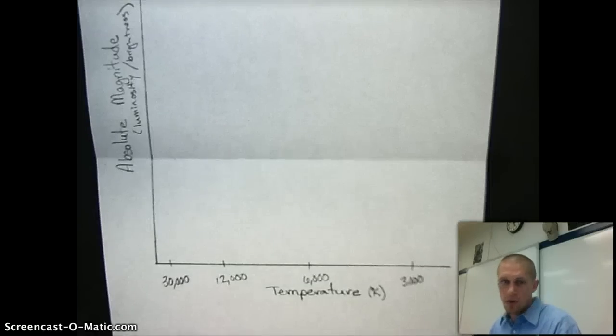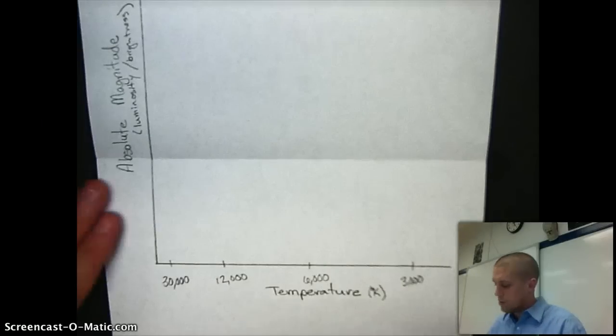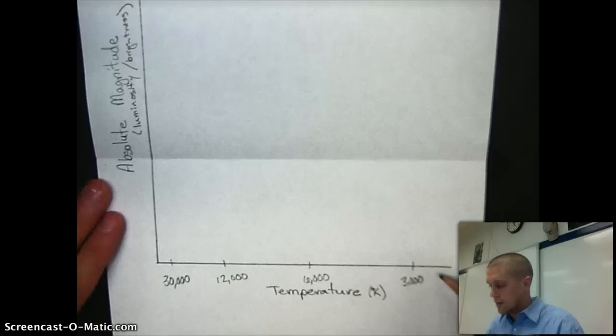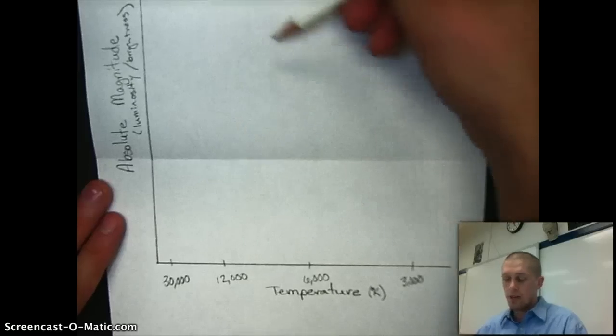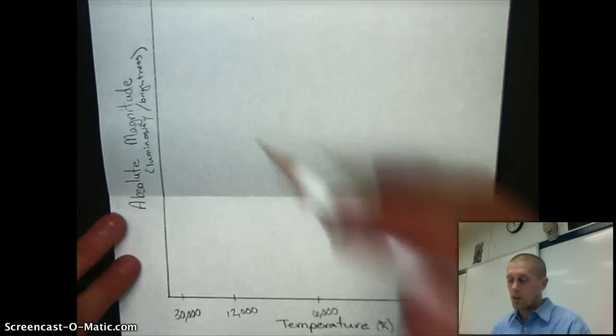And the temperature actually correlates to a color. Hopefully today in class you learned Roy G. Biv. The coolest stars are red, and the hottest stars are at the other end. Red, orange, yellow, green, blue, indigo, violet. The hottest stars are violet.